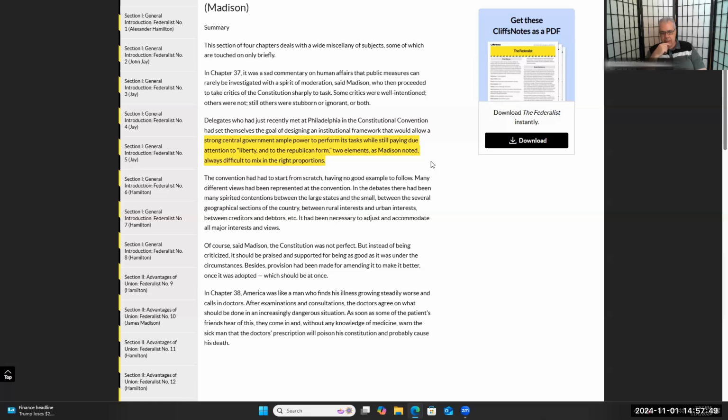In the debates, there had been many spirited contentions between the large states and the small states, between the several geographical sections of the country, between rural interests and urban interests, between creditors and debtors. It had been necessary to adjust and accommodate all major interests and views, right? So how do you do that? Well, one of the ways that you do that is through the electoral college.